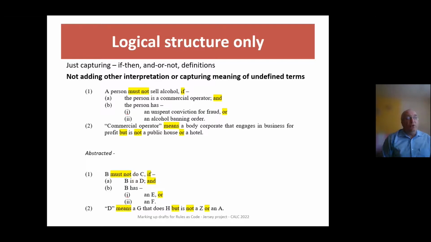Our minimalist approach is that we're not in any sense trying to capture, in this example here, what person means. The fact that it means a legal person as well as a natural person fools the vast majority of lay readers, I would imagine. We're not trying to capture what alcohol means. We are trying to capture the fact that commercial operator has been defined, but the commercial operator definition gives body corporate. We're not trying to capture that. We're not trying to capture engage in business for profit or public house or hotel. What we are trying to capture is these highlighted bits: must not, if, and, or, means, but, not.